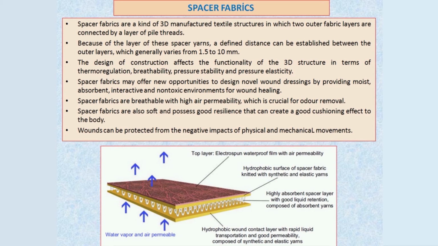So this top layer is made of electrospun waterproof, nanofibrous film with air permeability property, and hydrophobic surface of spacer fabric knitted with synthetic and elastic yarns. And if you look at the middle side of the structure, you see a highly absorbent spacer layer with good liquid retention, composed of absorbent yarns. Hydrophobic wound contact layer with rapid liquid transportation and good permeability, composed of synthetic and elastic yarns.